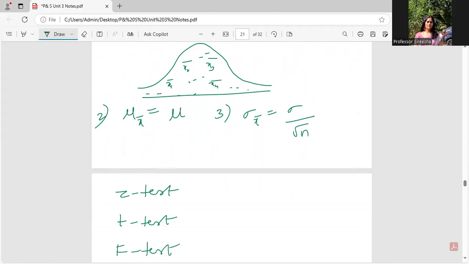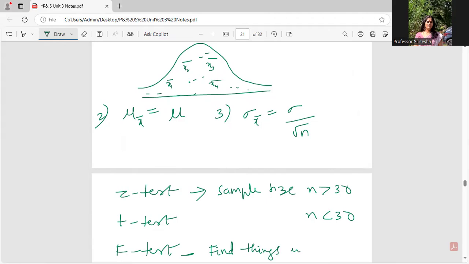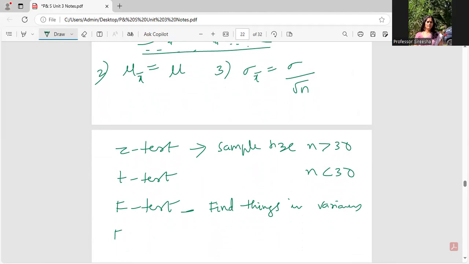I will use the Z test when the sample size n is greater than 30. When the sample size n is less than 30, I'll go with the T test. I use the F test when I'm asked to draw conclusions about variances, because the F test formula is only the ratio of the variances of one sample with the other. So, Z test when the sample size is greater than 30, T test when it is less than 30, and F test when I'm asked about variances.